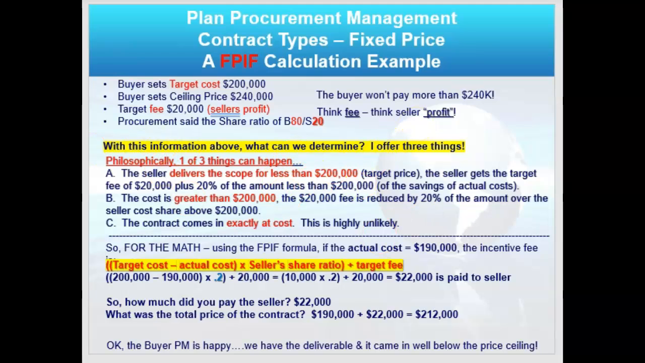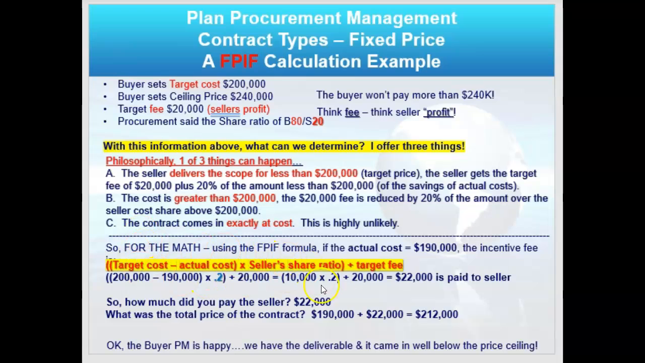Now, a couple of things could happen here. One, the seller delivers the scope for less than 200 grand, less than the target price. Yay, then they're actually going to get their fee plus the 20%, right? That's their share in an 80-20 split, 20% of the savings. Now, another option is the cost is over 200 grand. So the seller then will get their 20 grand fee minus 20% of the overage. And the third option, which I don't know if it ever happens, the contract comes in exactly at cost, okay?